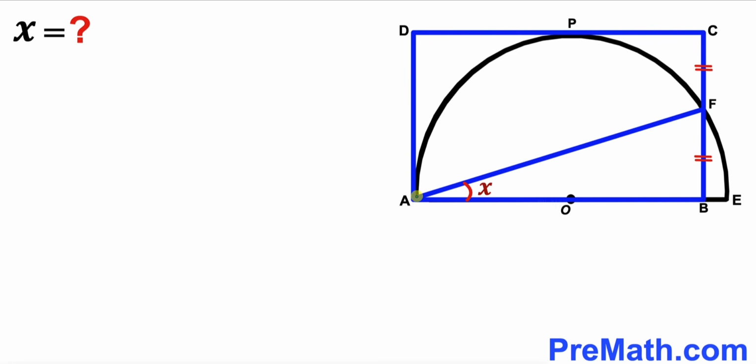And moreover, we have this chord AF, such that this vertical segment CF equals this vertical segment BF, and as a result we end up with this angle X. Furthermore, AO is the radius, and likewise EO is the radius of this semicircle as well. Now our task is to find the value of this angle X.